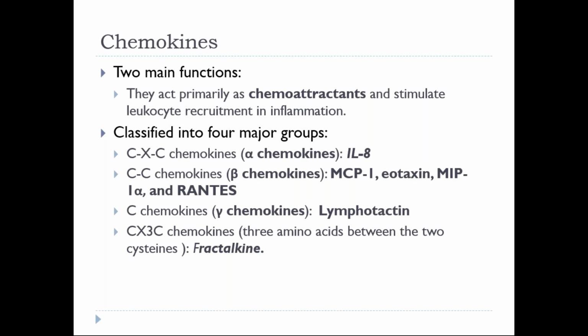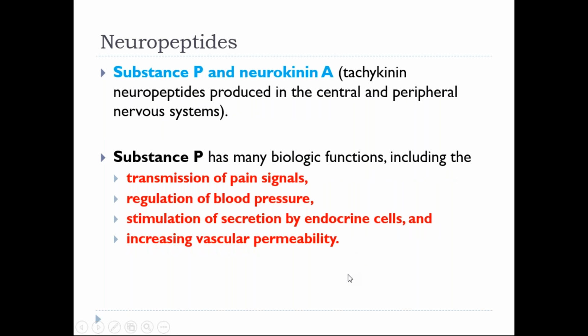These are called beta chemokines, which include monocyte chemoattractant protein 1, eotaxin, MIP-1 alpha, and RANTES. Whereas C chemokines are otherwise called gamma chemokines, and an example is lymphotactin. Whereas CX3C chemokines have 3 amino acids between the 2 cysteines, and the example is fractalkine. These are the various chemokines which act as chemoattractants and play an important role in acute inflammation.